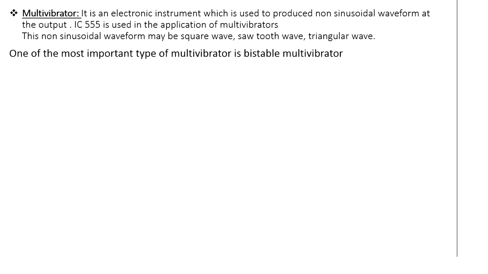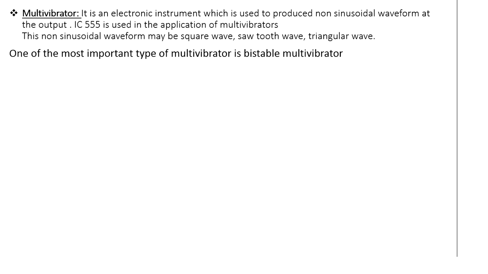Now, before moving towards the more detailed discussion about the bistable multivibrator, I want to tell you some brief history about it. In 1919, Abraham and Bloch invented the first type of multivibrator, which is called a plate coupled multivibrator. This type of multivibrator was invented with the help of vacuum tube diodes, because at that time in the field of electronics, vacuum tube diodes had been invented only, and PN junction diodes were not yet widely available.